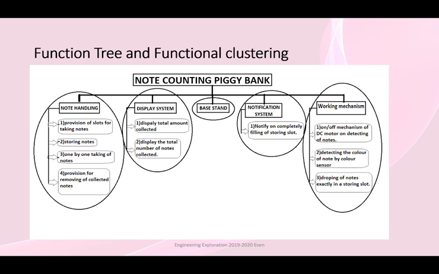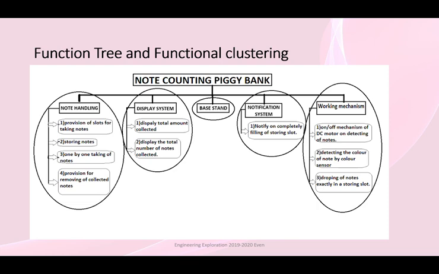The fourth one is the notification system. In this, the machine should notify the user when the storage is almost filled, so that the user takes some of the notes from the storage and makes some space to put the notes again. And at last, the working mechanism, like how it works. At first, when the sensors detect the notes, the DC motor should be on, and after the process, the DC motor should come to the off state.